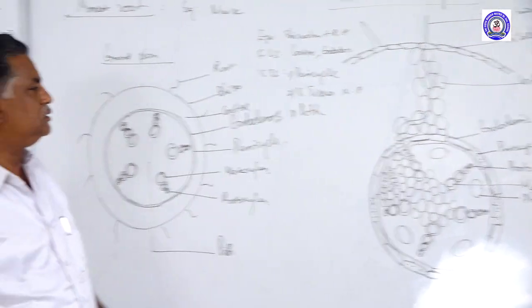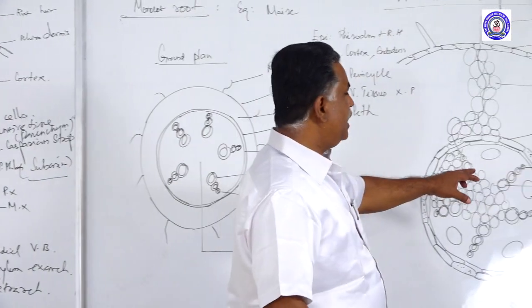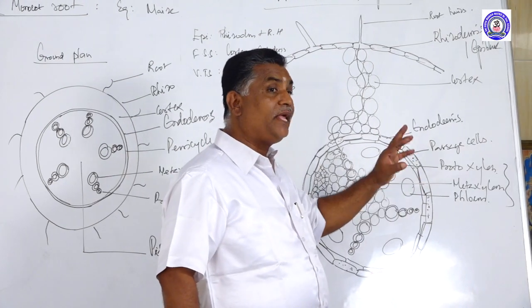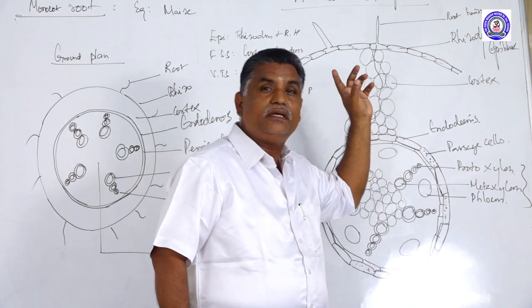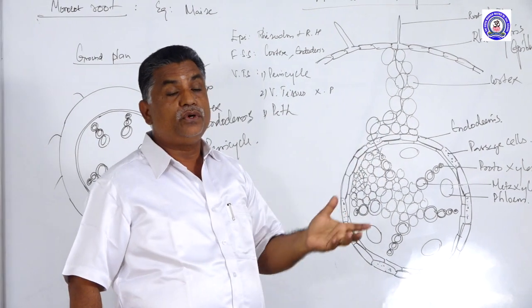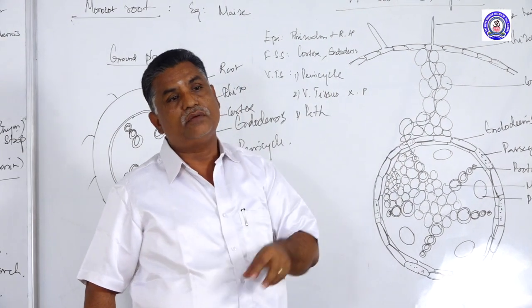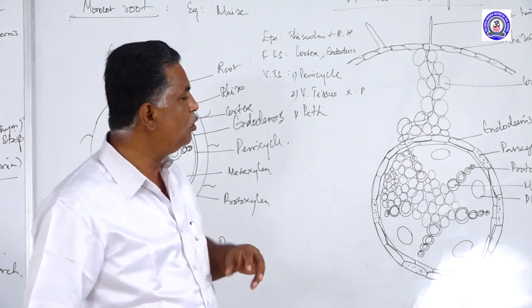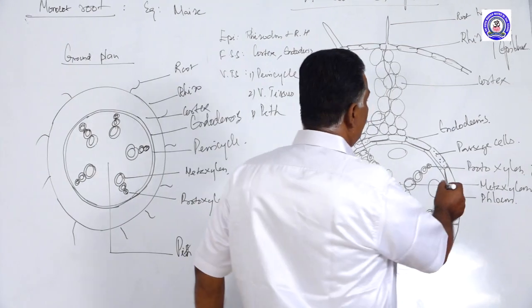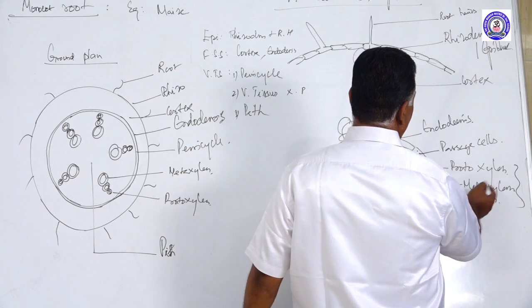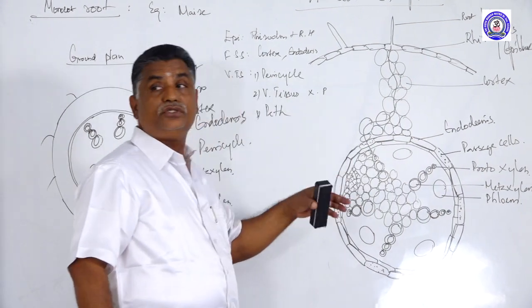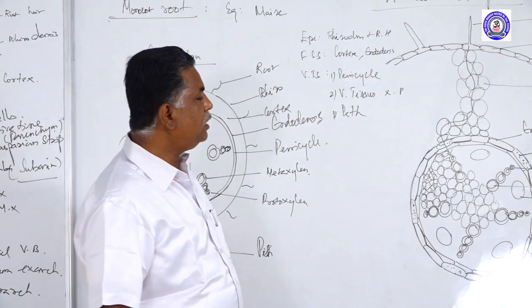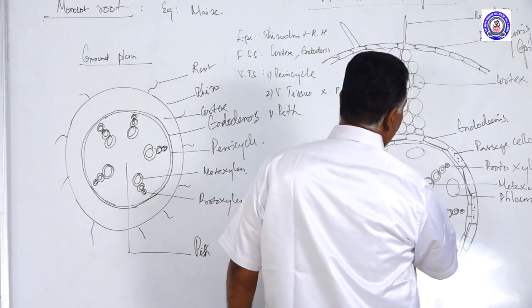Why do we call this the protoxylem? See, xylem and phloem together are primary tissues. We are studying the primary structure. These are produced during primary growth. So here we should call these primary protoxylem, primary metaxylem and primary phloem. So this is called primary vascular tissue. At the center there is pith.